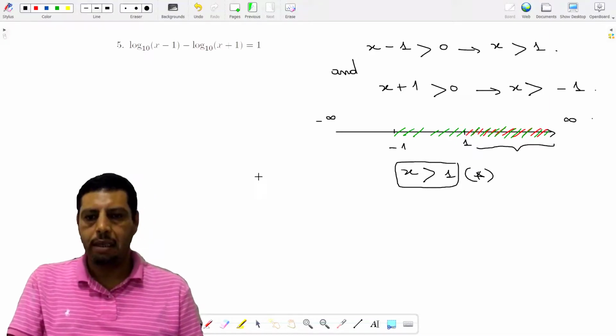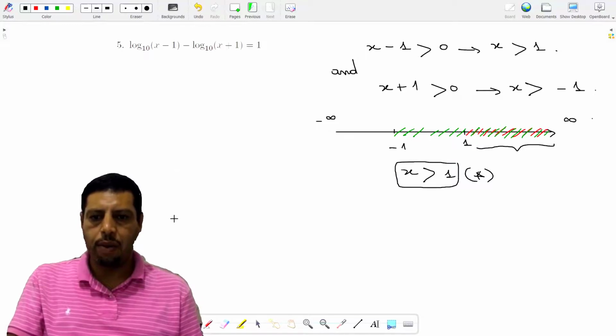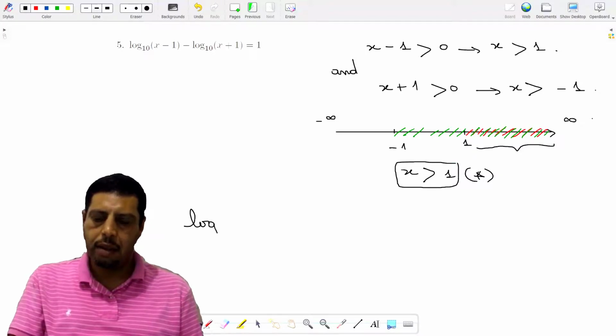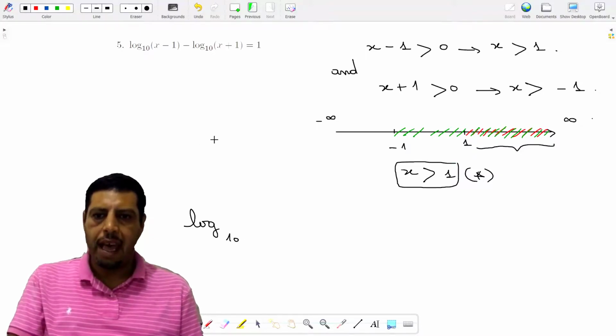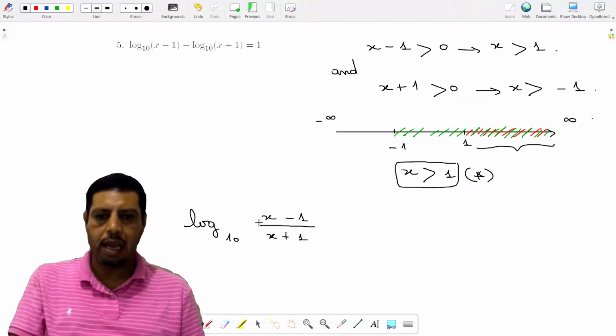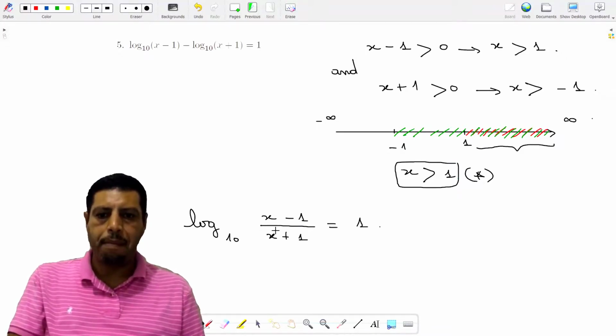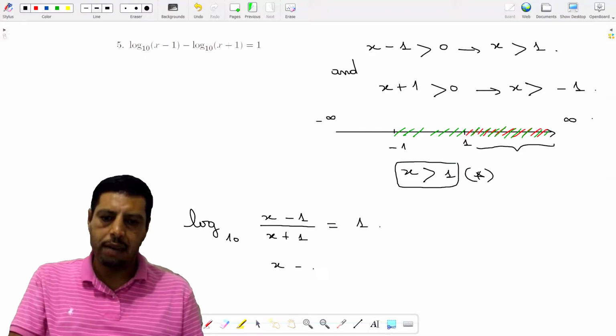Now let's start solving our equation. We said that log 10 of (x minus 1) minus log 10 of (x plus 1) is equal to log 10 of (x minus 1) over (x plus 1). Okay, so log 10 of (x minus 1) over (x plus 1) equals 1. Now, by applying the exponential function with base 10, we're going to get (x minus 1) over (x plus 1).